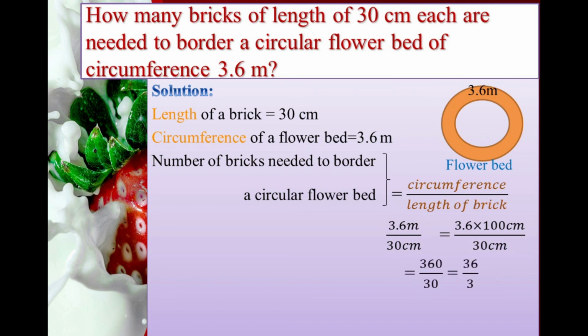On multiplying by 100, we get 360 by 30. And cancelling zeros, we get 36 by 3. On dividing 36 by 3, the answer is 12. Therefore, the number of bricks needed is 12.